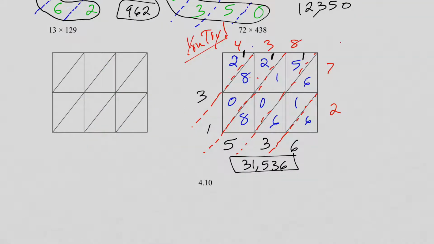Okay, let's see how you did. 438 times 72 is 31,536. And this is all the boxes filled out and the rows added up. And every time you have to carry a 1 into the next diagonal. So I hope you're enjoying that.